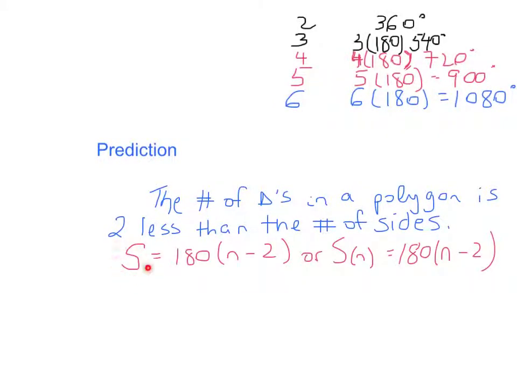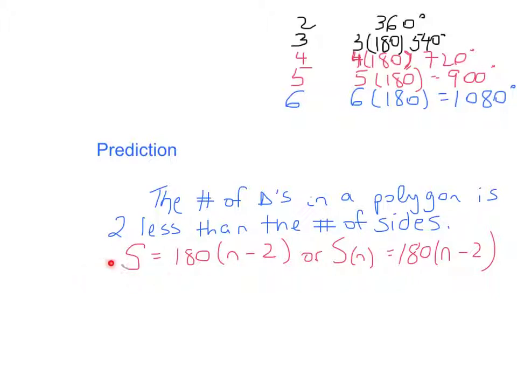So the sum, S, of the interior angles of a polygon is equal to 180 times the number of sides of that polygon take away 2. S equals 180 times N minus 2, where N is the number of sides. Or, if we write in function notation, S of N equals 180 times N minus 2. They pretty much mean the same thing, so don't worry too much about that.